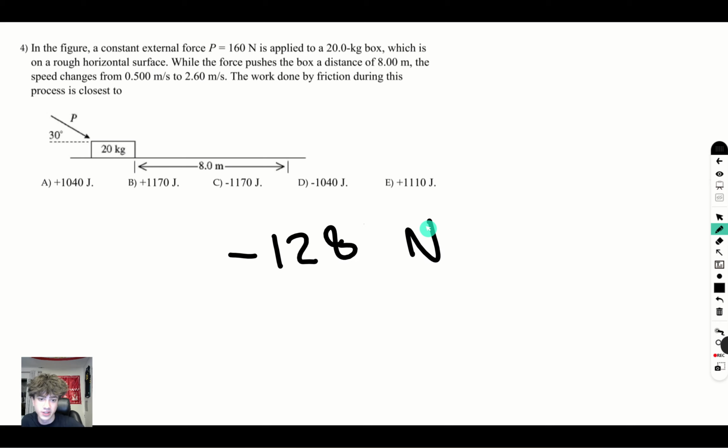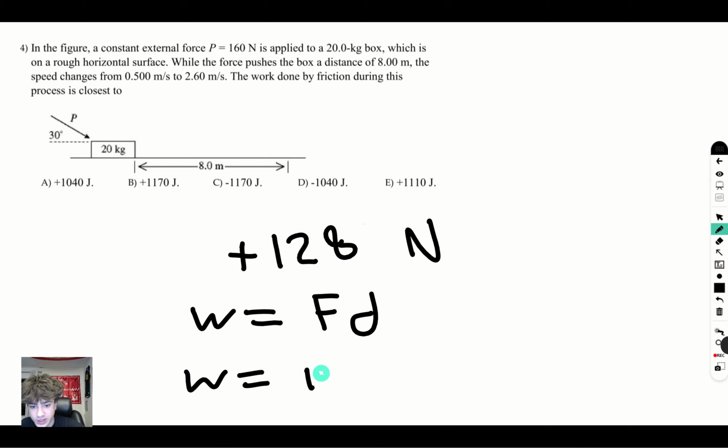Now that we've done all the calculations, we know we need to go back to our original work equation. Or sorry, the force is going to be positive because the negatives cancel, so it's just going to be 128 newtons. So we have FD. We remembered that our distance is simply 8 meters. Our force is 128 newtons. So we'll have 128 times 8, which will give us our final answer of 1,024.